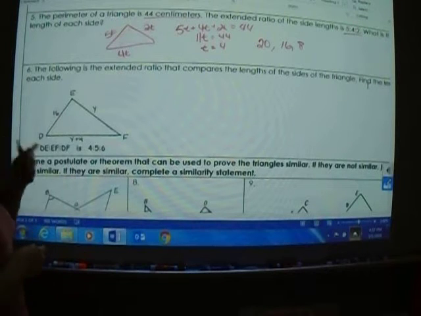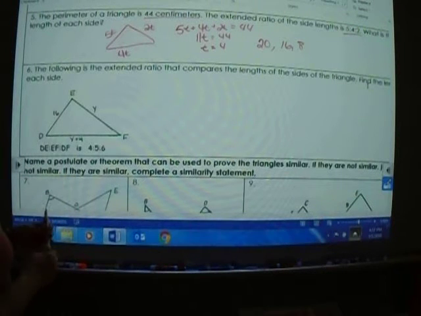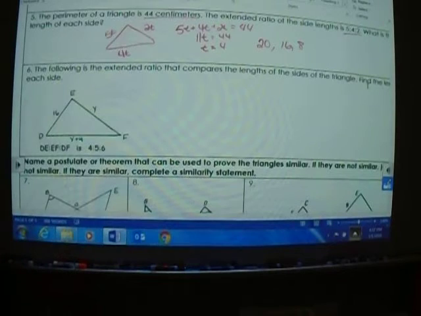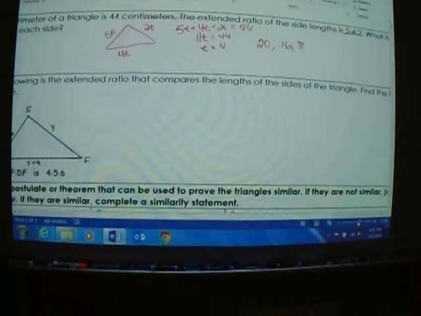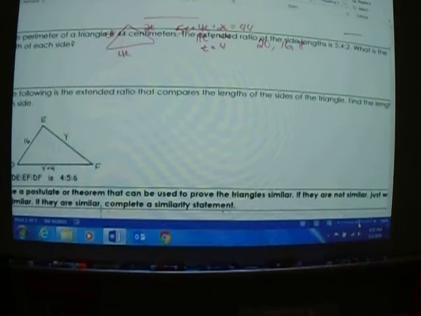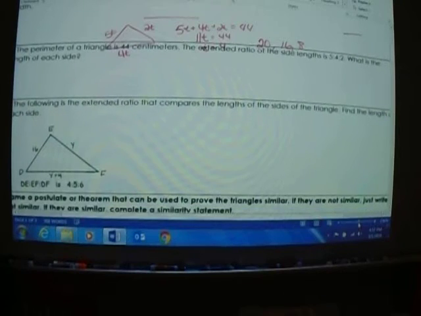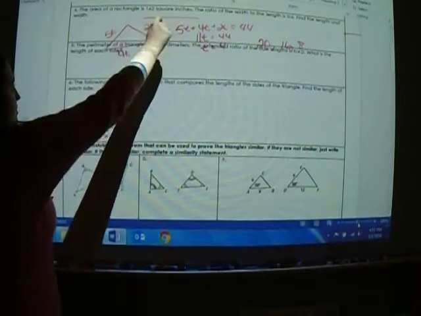So the following is the extended ratio that compares the lengths of the sides of the triangle. Find the, what does that say? Find the length of each side. Messing up over here. Okay, sorry guys. This all goes to this. Okay, the following is extended ratio. Find the length of each side.